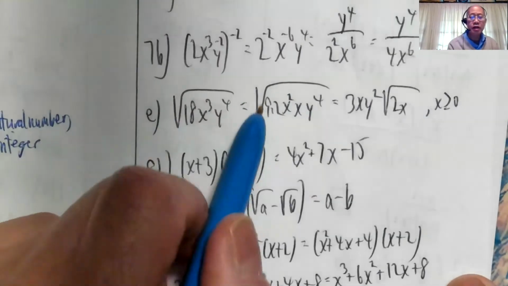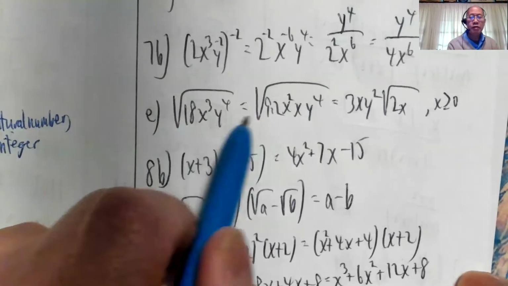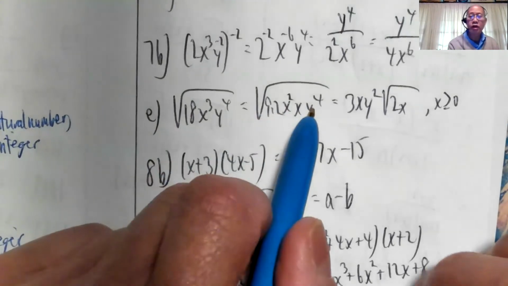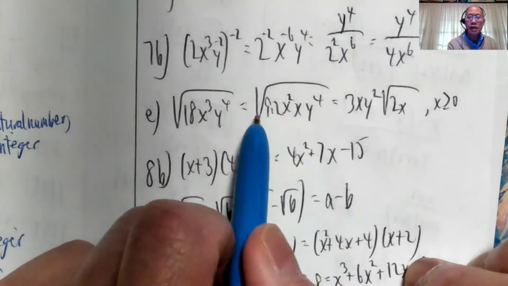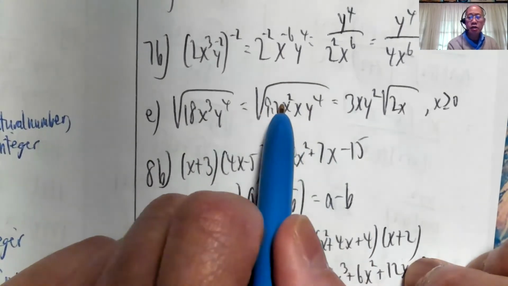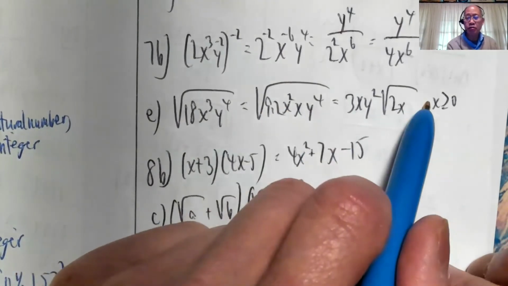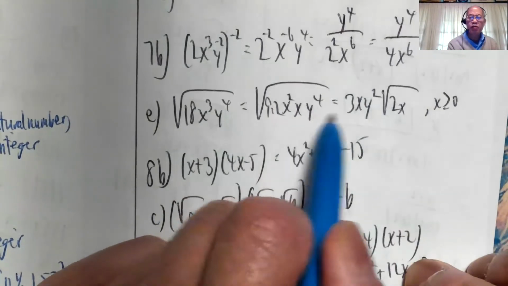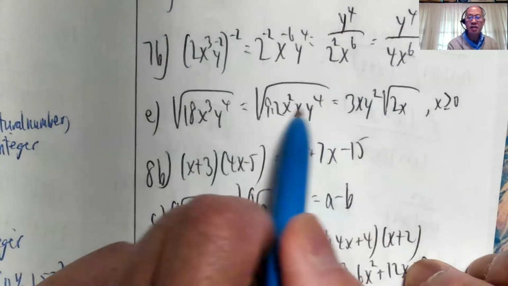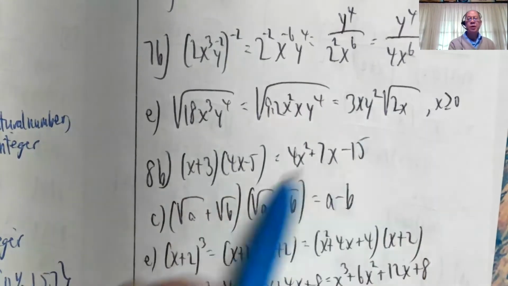Okay, E, 18 I can write as 9 times 2. X cubed I can write as x squared times x. Leave y to the fourth alone. Square root of 9 comes outside as a 3. Square root of x squared becomes an x, provided x is greater than or equal to 0. Square root of y to the fourth is y squared. And then underneath still I have a 2 and an x.